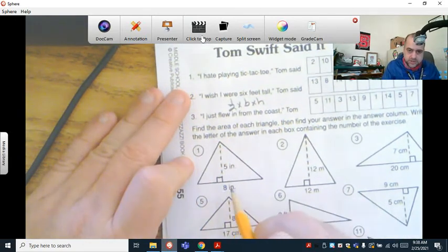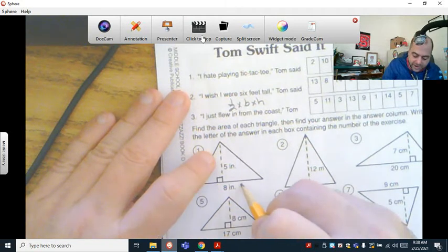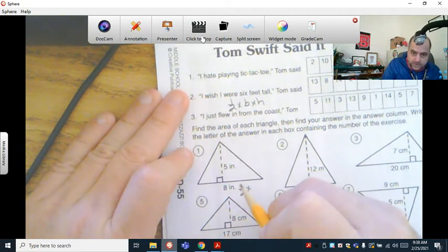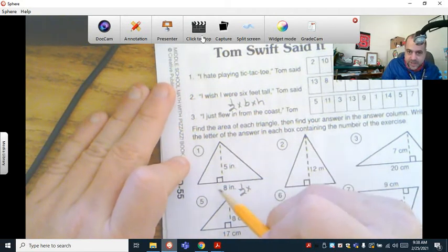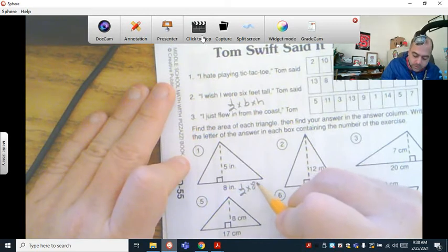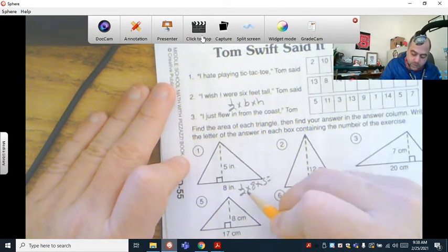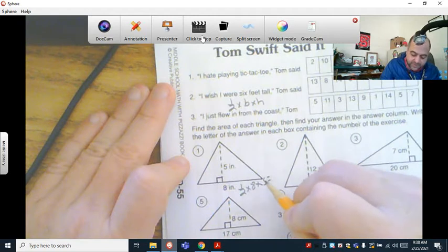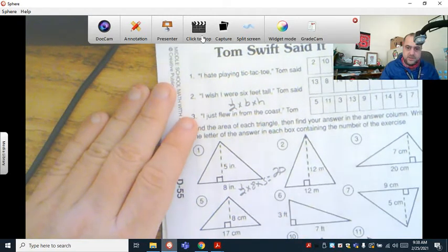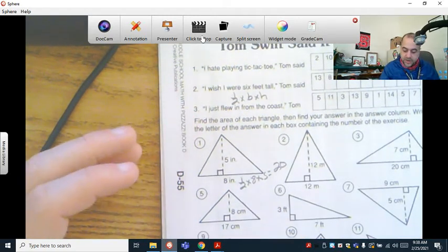So let's look at this one. We're going to do half times the base, which is 8, the bottom, times the height, which is 5. 1/2 times 8 times 5 is 20. So that's the answer. All right, let's try one more.